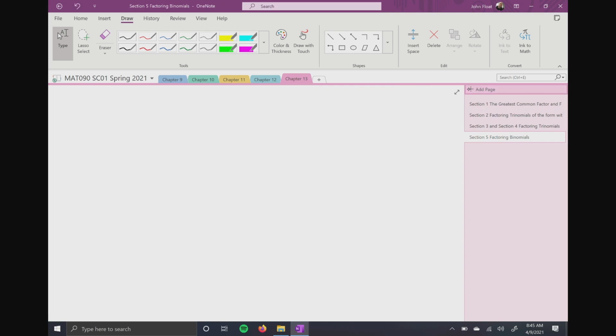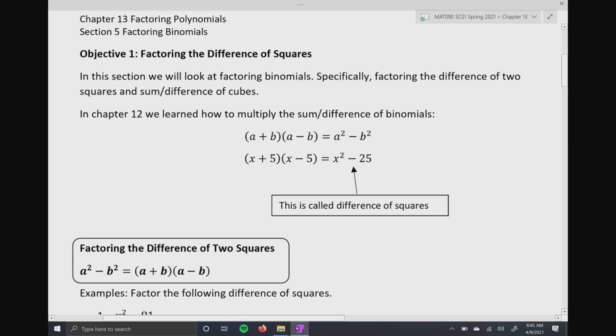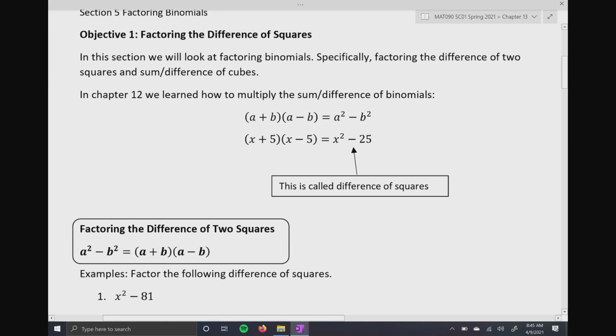So now we're going to go into section 5. Okay? Now in section 5, it is all about formulas. That's all it is. So in the first objective, we're going to be factoring what we call difference of squares. Now, think about what the name says. Difference means you've got to have a minus sign. Squares, both terms have to be squares. And how many? Well, there's only 2 terms.